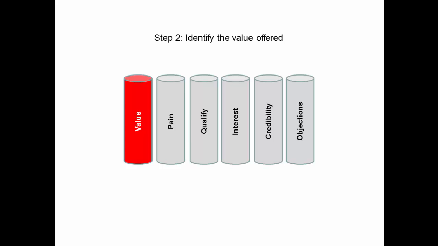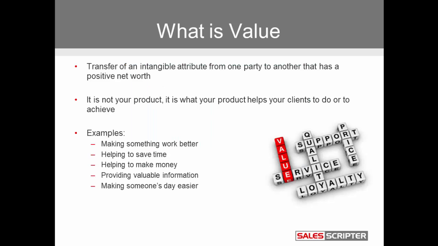Step 2 is going to be to identify the value that you offer that particular buyer persona that you selected. Value is the benefits that you offer to that individual. It's not what your products do, it's what your products help that buyer to realize. And so the important thing here with a buyer persona focused campaign is that the value should change when you change from one buyer to another.